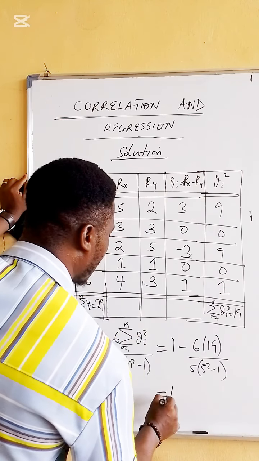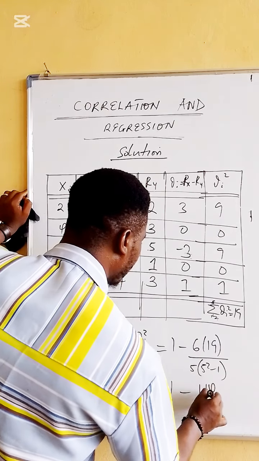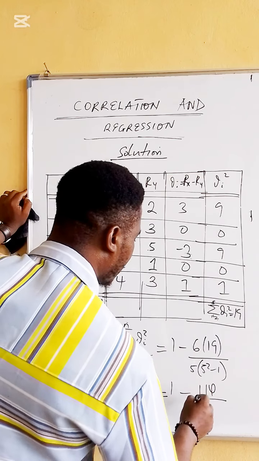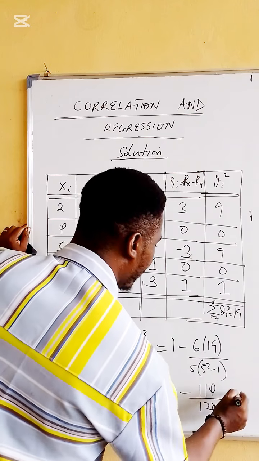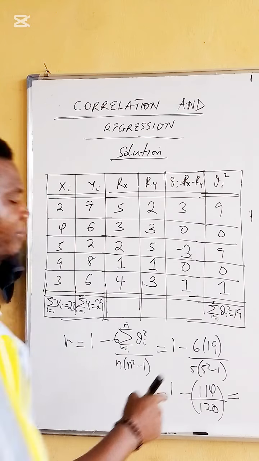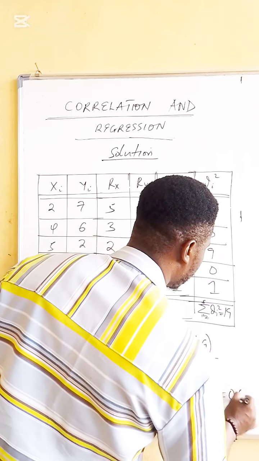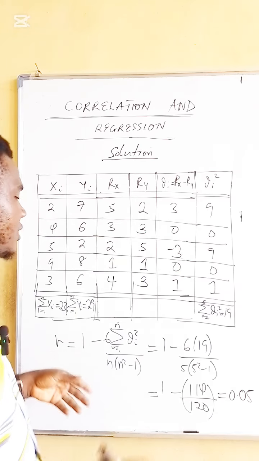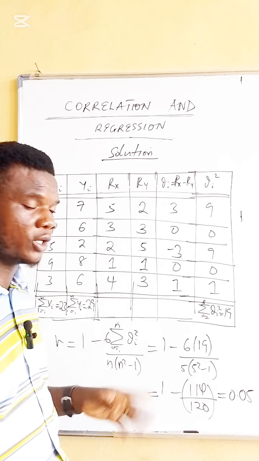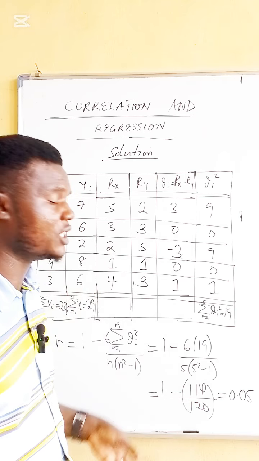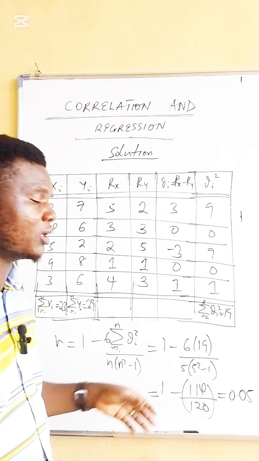So my result ends up becoming 1 minus 6 times 19 gives me what? 114, all over 5 times 24, 120. So our result will be 1 minus, in brackets, 114 divided by 120. What do we end up having? 0.05. Please verify these computations at your leisure. And should there be any error, please let me know in the comment section. This tells you that your correlation is positive, because it is greater than 0, but very weak because it is far less than 0.5.